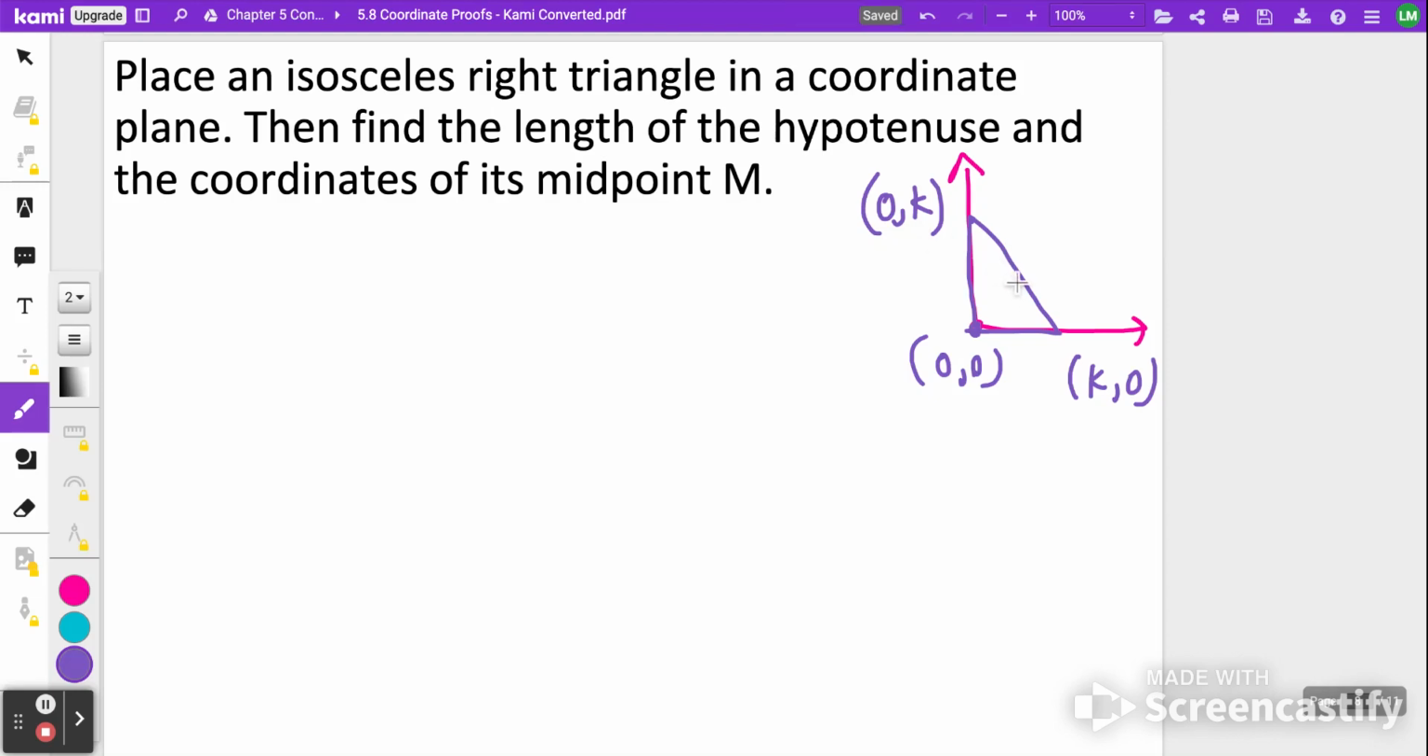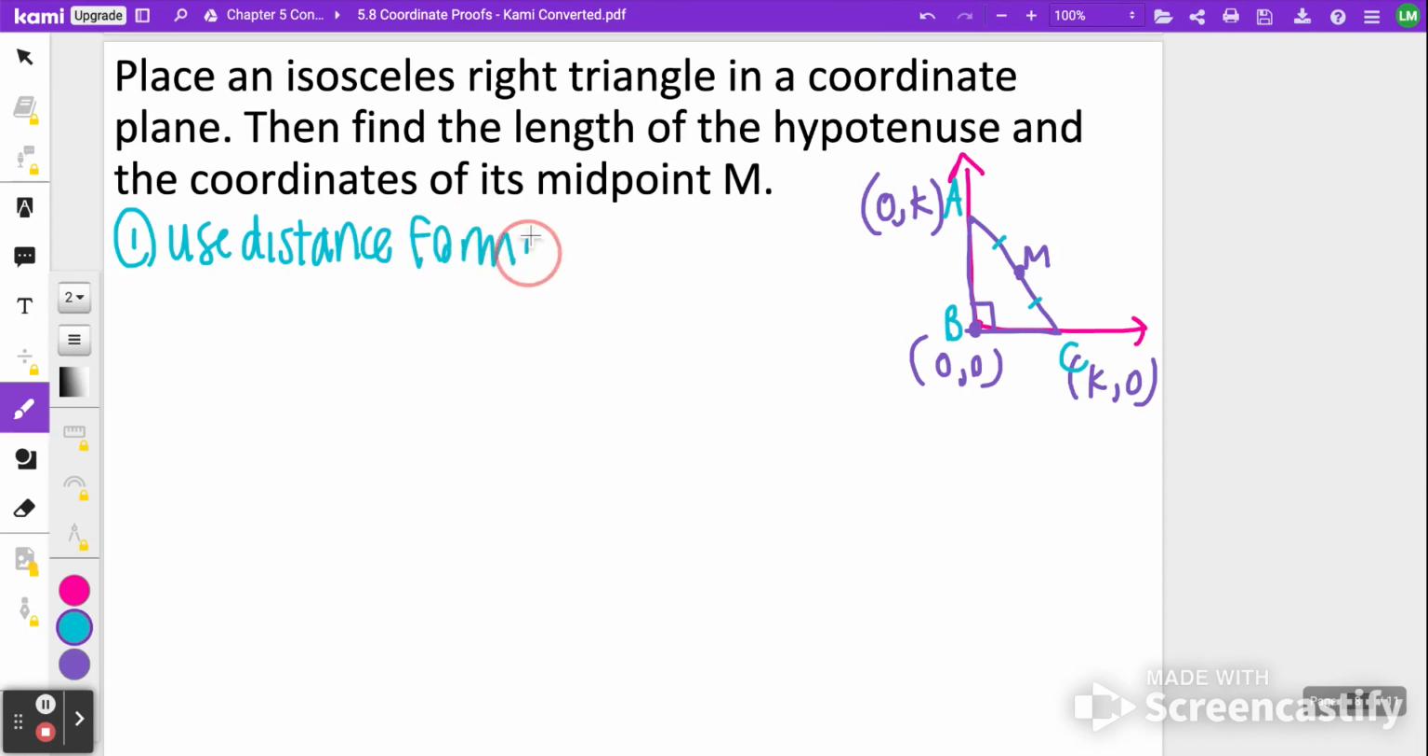Once we get that, we also want to make sure we define the length of the hypotenuse and the coordinates of its midpoint. Well, here's my right angle, so that means this is my hypotenuse. So this could be my letter M for midpoint, which would mean I need to prove that from here to here are the same. And let's maybe even name this one. We can name this triangle ABC.